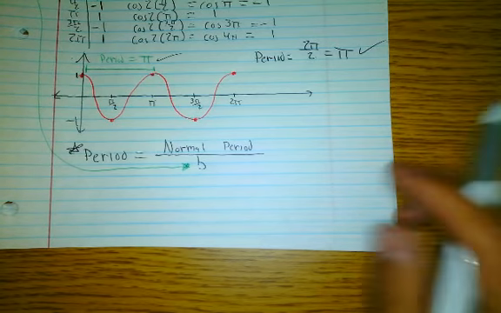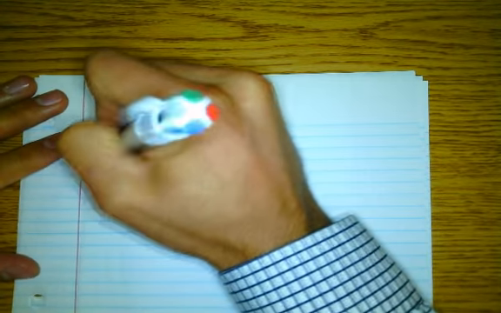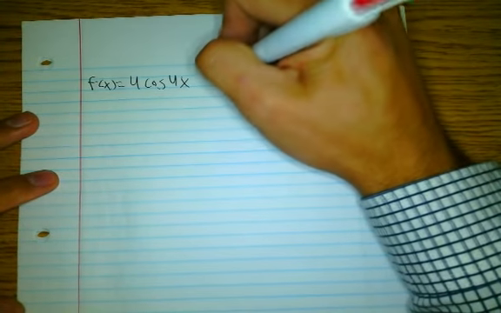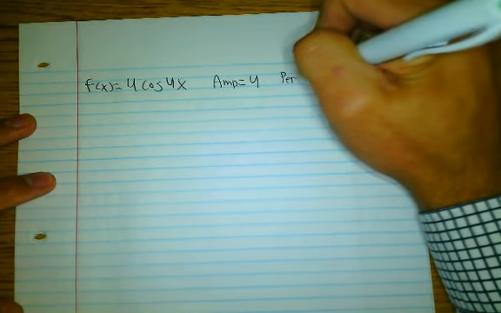F of x equals 4 cosine of 4x. I suggest that you find your amplitude and your period before you start sketching, okay? So, just together so that we're all on the same page. What is your amplitude? Okay. And your period, you're going to find it by taking, what's the normal period of cosine, divided by what? Which becomes pi over 2. You have your amplitude, you have your period.